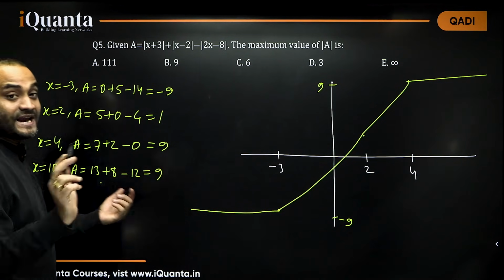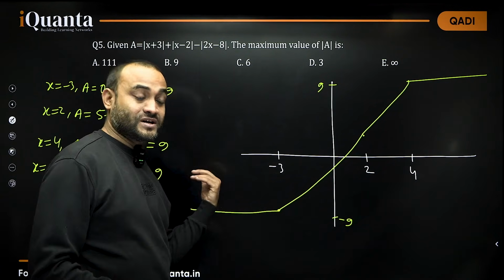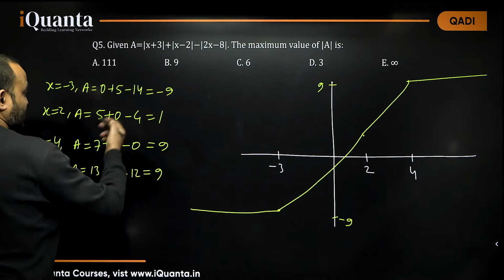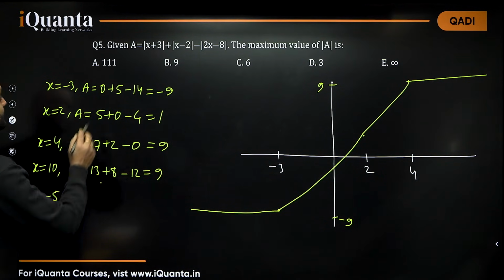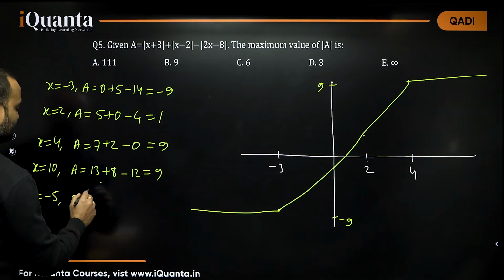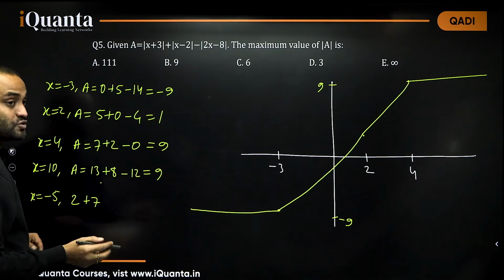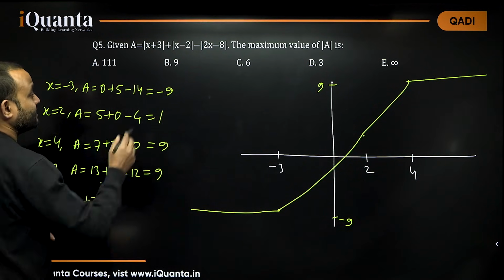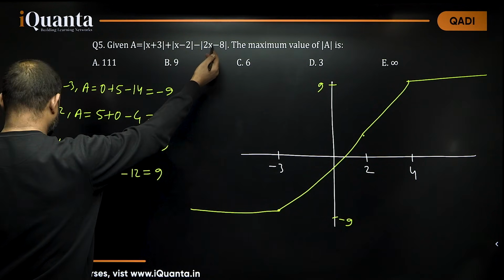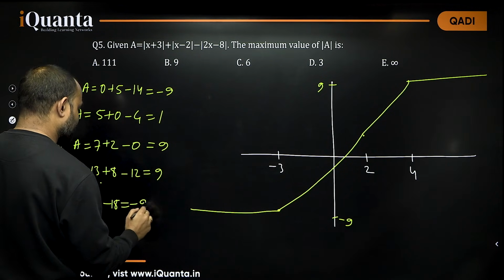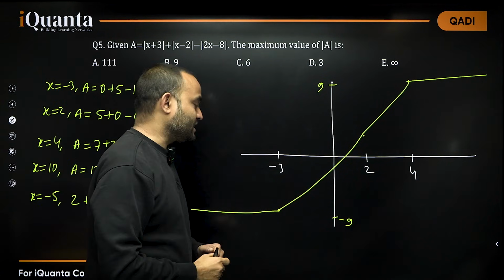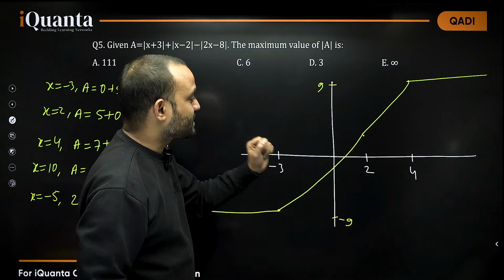If you take any value of x which is less than -3, again you are going to get same value which is -9. If I take x is equal to, let's say, -5, so this will become 2. This will become -5 minus 2 is -7, so positive value is 7, and this is -10 minus 18, and that is equal to -9, right? So you can understand it that this will be the graph.